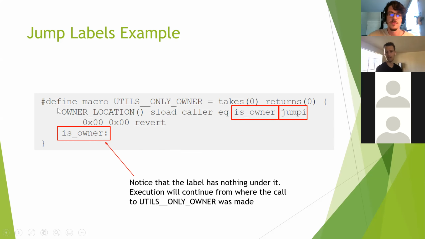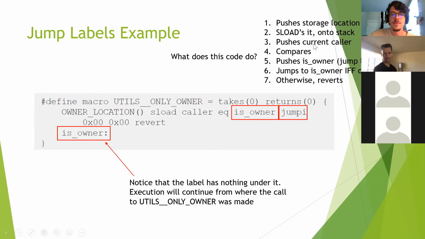Execution will just continue from wherever the call to utils only owner, which is the macro we're looking at, happened. So what does this code do? Basically, it compares whoever called the function to the value of owner, which is stored at the owner location, as you see in this first inline code piece. It compares to see if it's equal, and if it is equal, it jumps past this 0x00 revert line and continues execution. However, if it's not equal, it won't jump, and then it will hit that revert, and the call will revert.